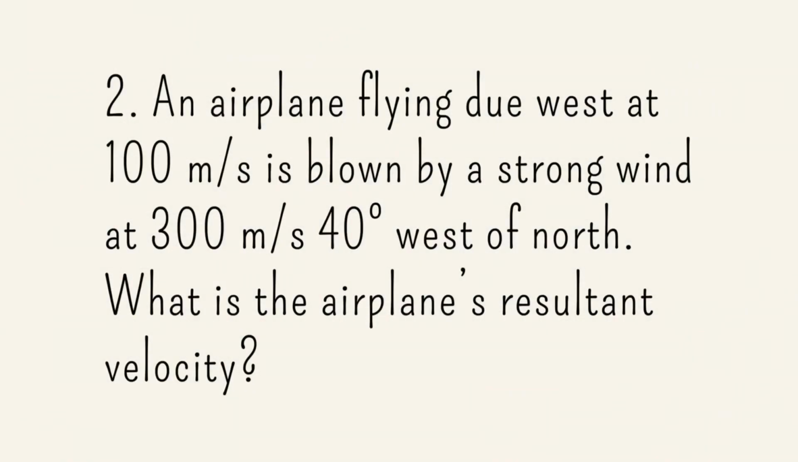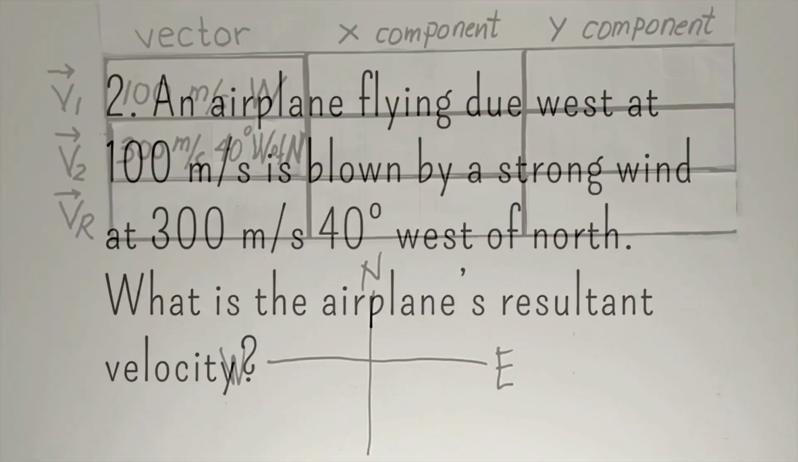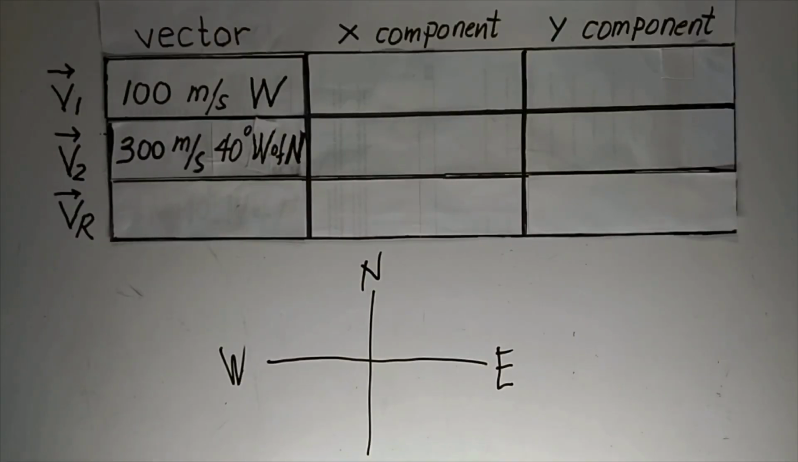Let us now proceed to sample problem number 2. An airplane flying due west at 100 meters per second is blown by a strong wind at 300 meters per second, 40 degrees west of north. What is the airplane's resultant velocity? Again, to solve the problem, we are going to tabulate all the given information and the x and y components.